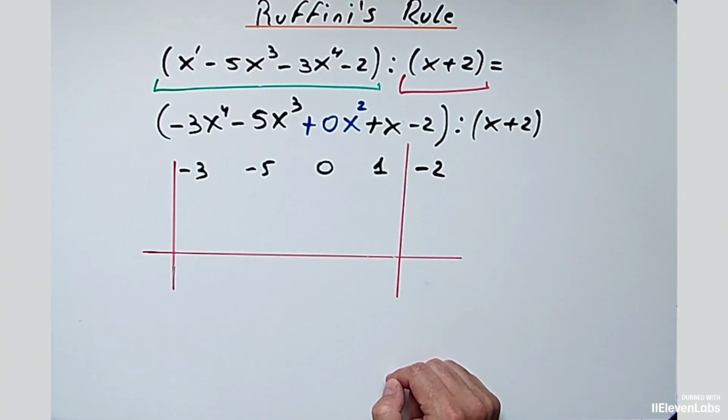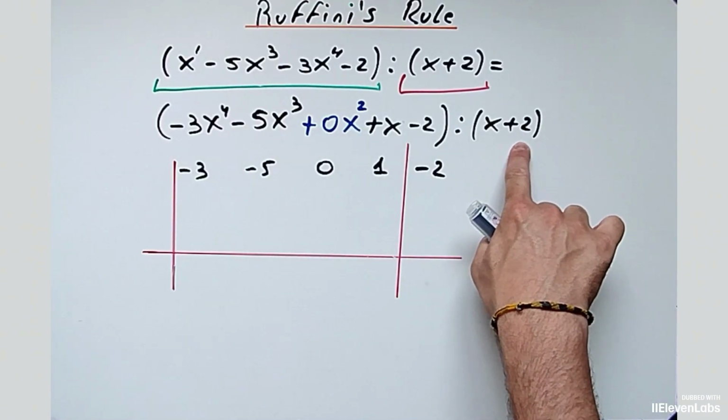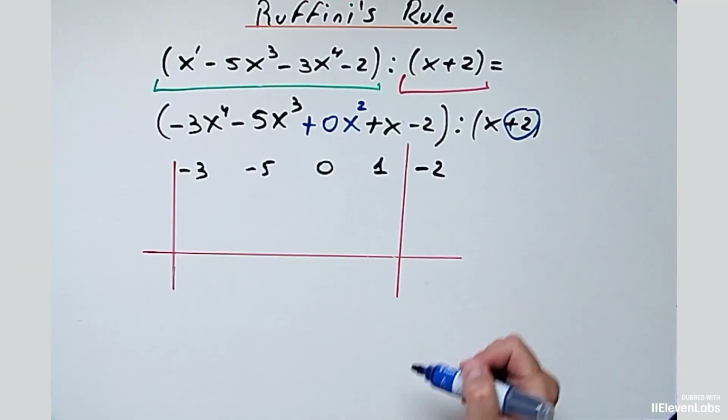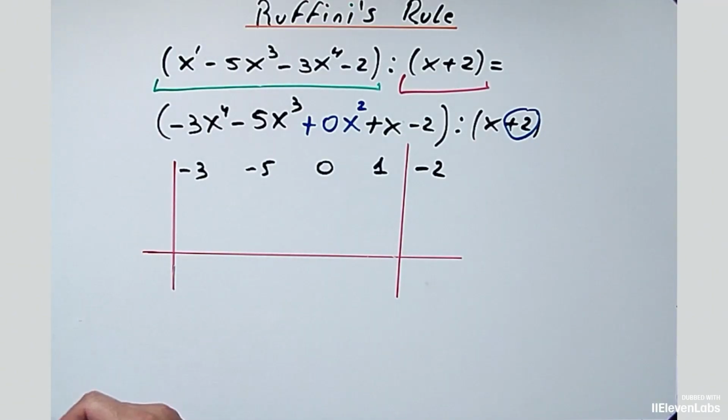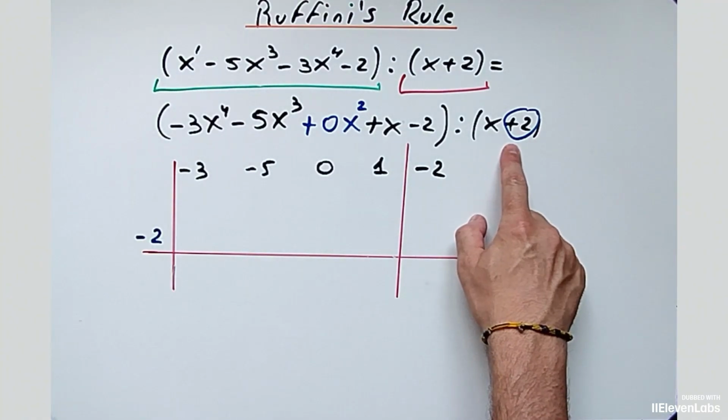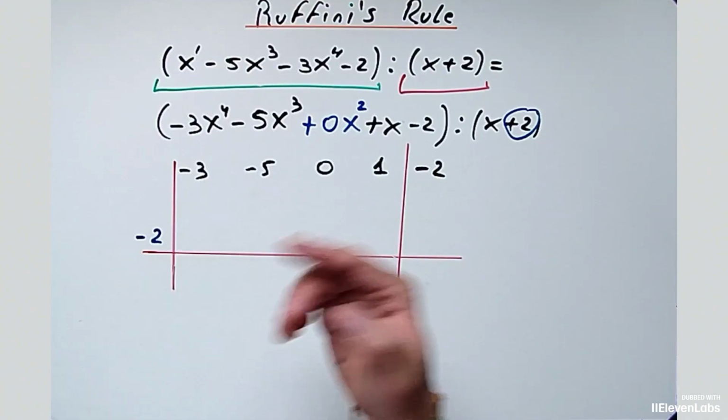So, what exactly am I going to do? I'm going to take the number that is accompanying the x in the divisor. That is to say, this particular number that I have right here, the plus 2. And where precisely am I going to place it? I'm going to place it right here, but with the sign changed. Look, it's plus 2, I write minus 2.